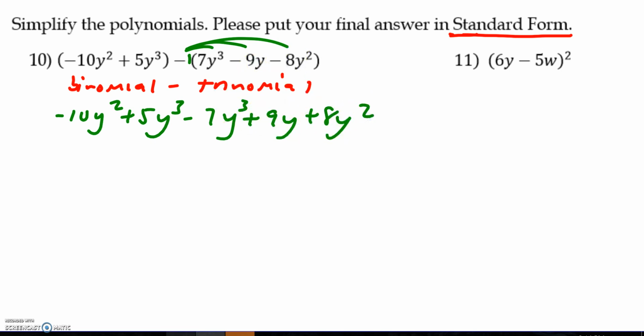Now, if I want to combine like terms, we can only combine things that have the same base and exponent. So these would be considered like terms because they both have y to the third attached. There are negative 2y to the thirds.